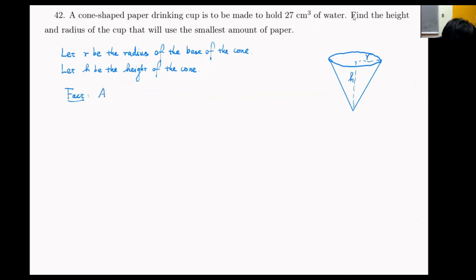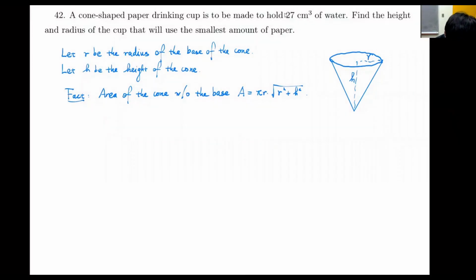The area of the cone without the top, or the base actually, is going to be equal to, A is going to be equal to pi r times root of r squared plus h squared. Okay, so let's solve the problem using this formula, and then I will explain how to obtain this formula a little bit later.